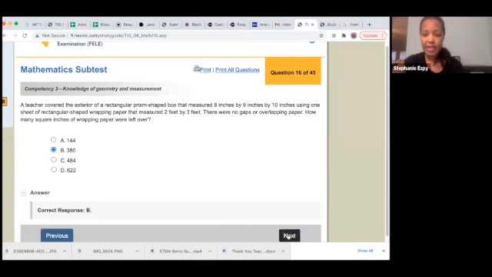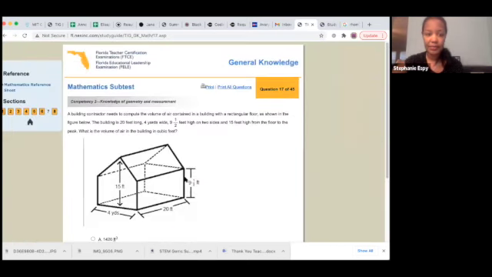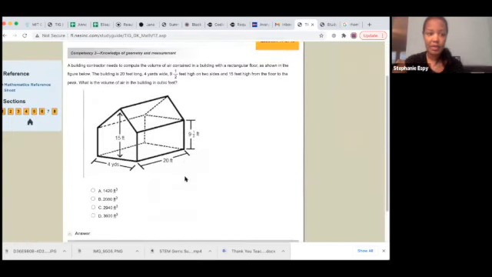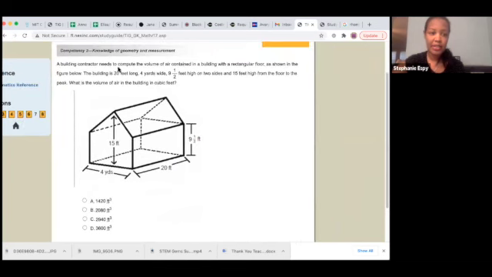All right, next one. A building contractor needs to compute the volume. So now we're looking at volume, which is 3 dimensions, of air contained in a building with a rectangular floor as shown in this figure below. The building is 12 feet long. So, I'm sorry, 20 feet long.